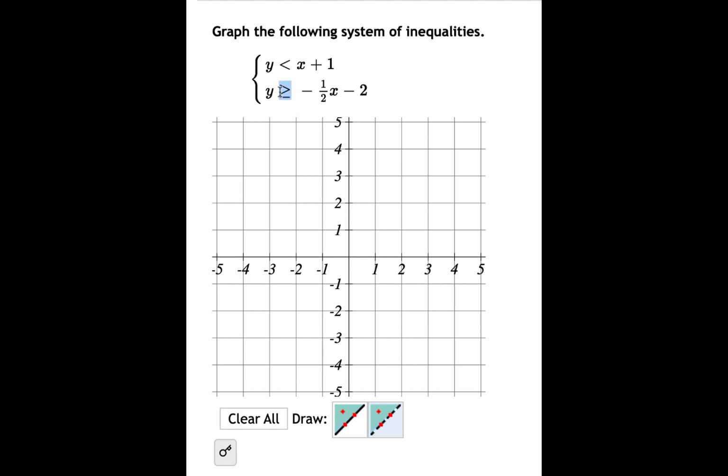If you see an equal sign, that's going to use a graph tool that's going to have a solid graph. No equal sign, like you see in the first one here, is going to be a dotted graph. So we're going to choose that one first.